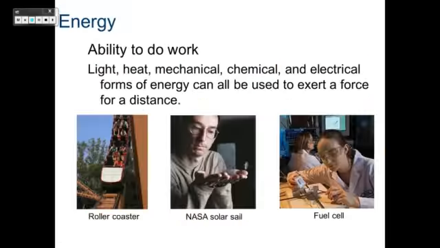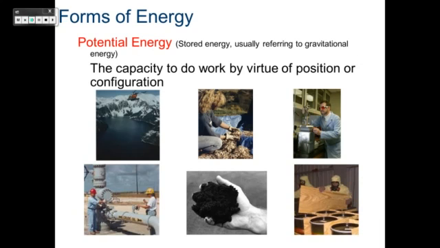Energy is the ability to do work. Light, heat, mechanical, chemical, and electrical forms of energy can be used to exert a force over any distance. A roller coaster is an example of mechanical energy. The NASA solar sail takes light and transmits it into movable energy, and fuel cells allow us to do very similar things as the solar sail.